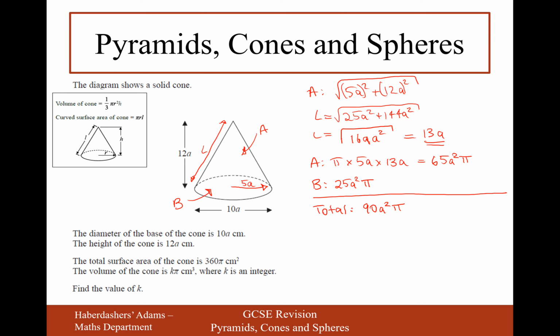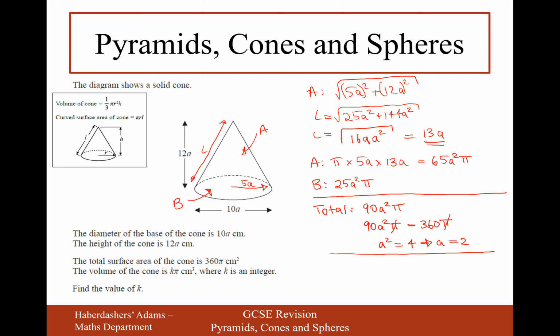And now we know that the total surface area is 360 pi. So it's going to be 90a squared pi equals 360 pi. So we'll cancel out the pi's on both sides. If we divide by 90, we get a squared equals 4. So therefore a must equal 2.